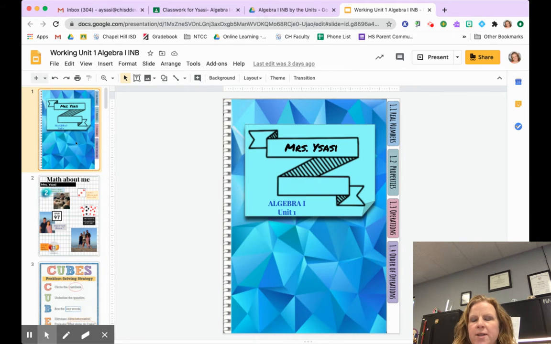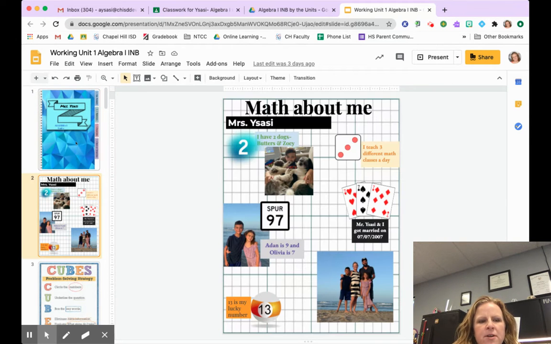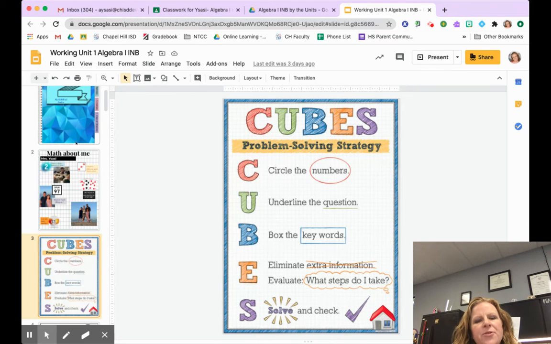So page 1, I want y'all to go through these slides with me to make sure you have the right slide. So page 1 or slide 1 is your cover. Slide 2 is your math about me. Slide 3 is cubes, our problem solving strategy. Circle the numbers, underline the question, box keywords, eliminate extra information, evaluate what steps to take, and then solve and check.